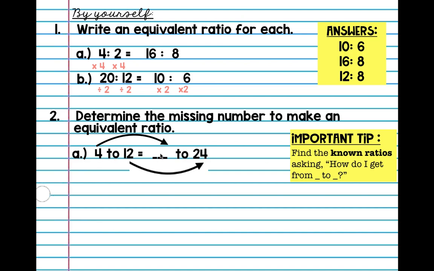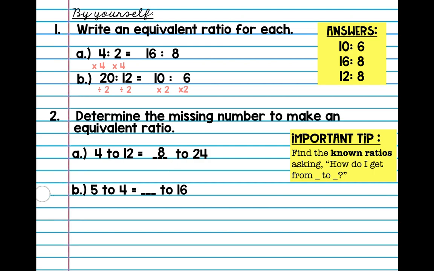So 4 to blank, so we know the first ratio doesn't work. 12 to 24, that is the known ratio. And then you ask, how do I get from 12 to 24 or 24 to 12? Okay, so again, 12 and 24 are my known ratios. And how do I get from 12 to 24? I multiply by 2. Okay, so what you do to one side, you do to the other. So 4 times 2 equals 8.